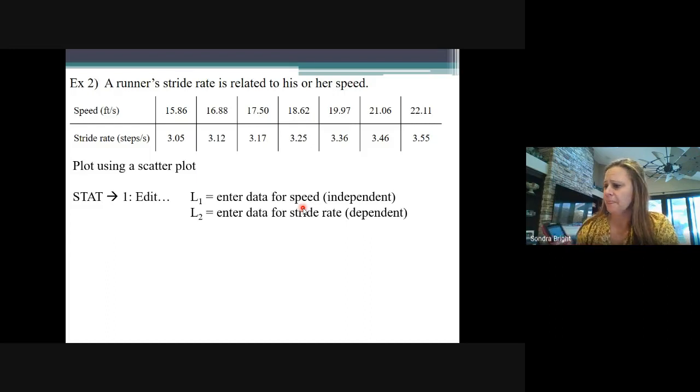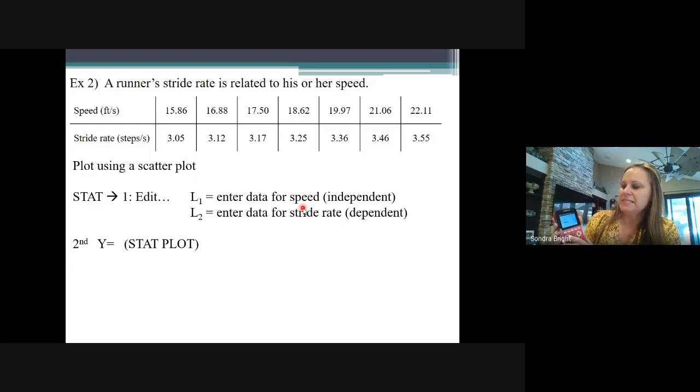Make sure each of the points has an L1 value and an L2 value right next to each other. Now that we've got those entered in, I'm going to hit second Y equals to bring up the stat plot menu. Under the first one, right now my plot one says off. We want to turn on the stat plot, so I'm going to hit enter.